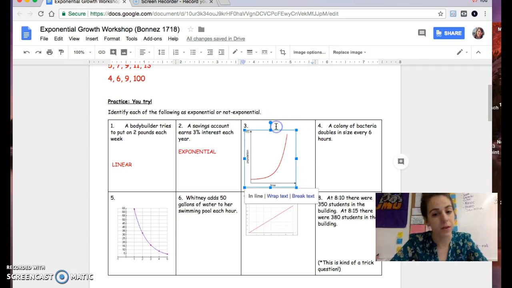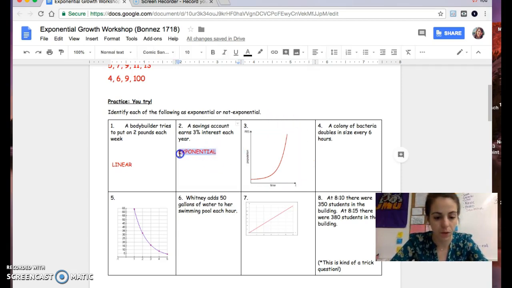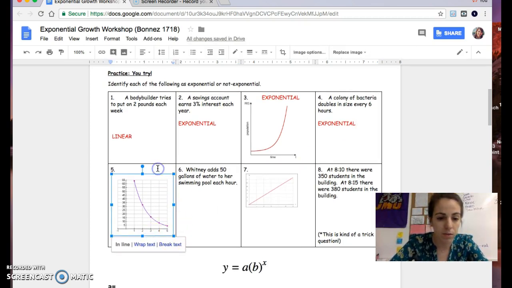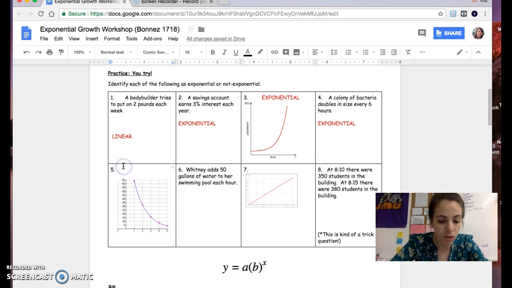Okay, number 3 is exponential. Number 4, a colony of bacteria doubles in size every 6 hours. So if you're doubling, that's geometric because it's times 2 times 2 times 2. That's exponential. Number 5 is exponential, not growth this time like number 3, but it's actually exponential decay.